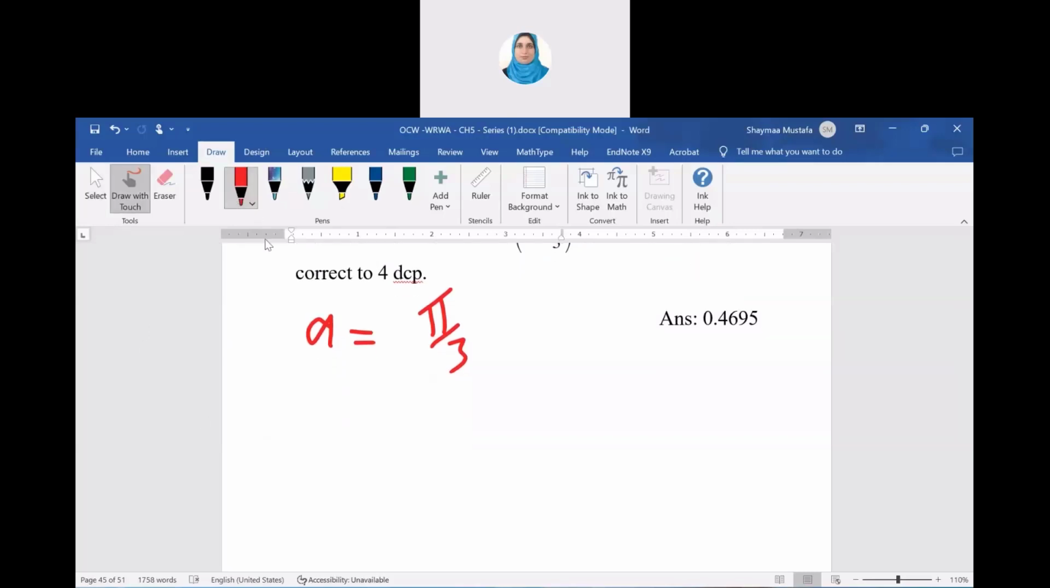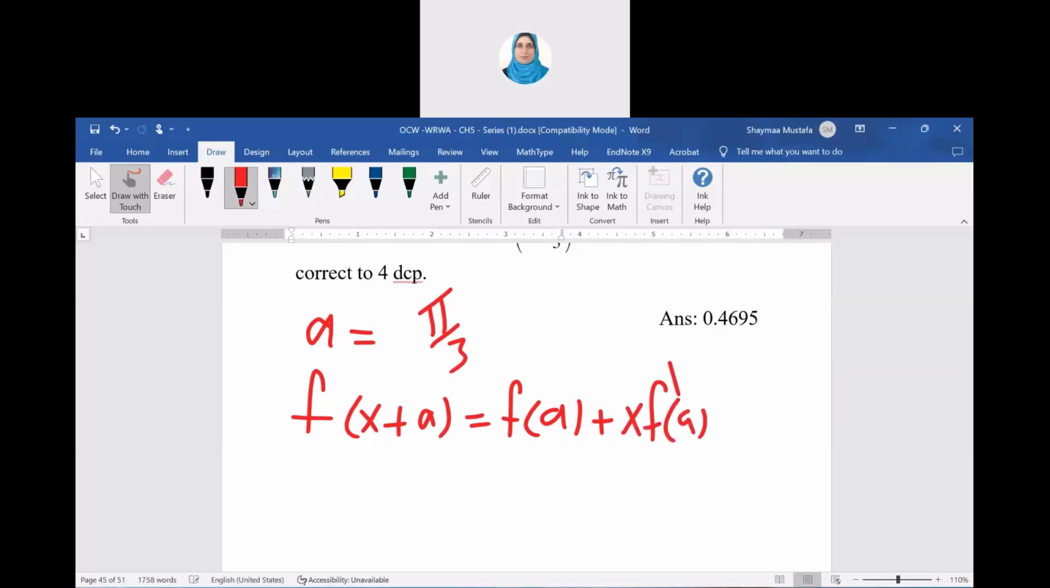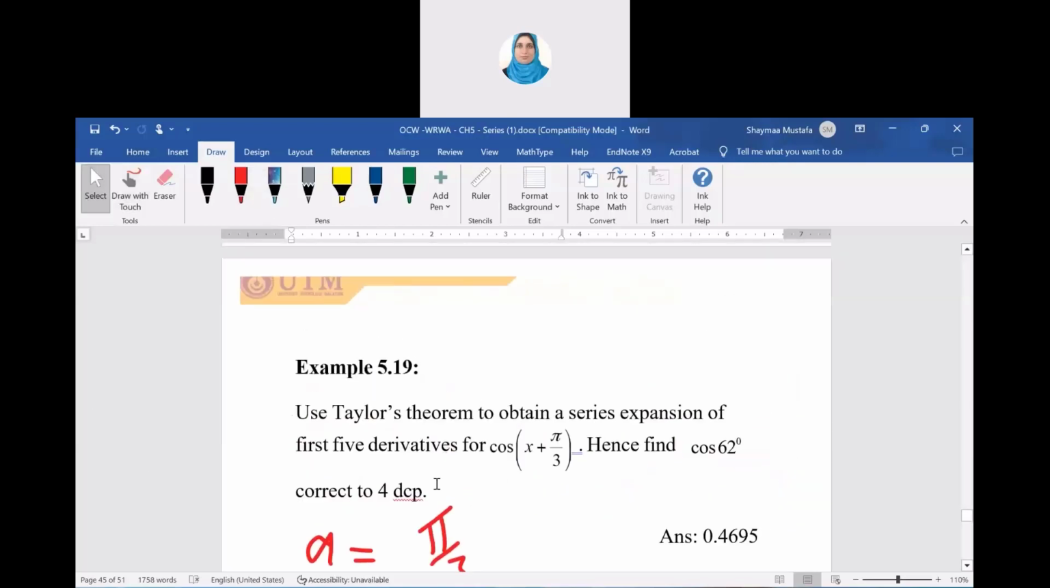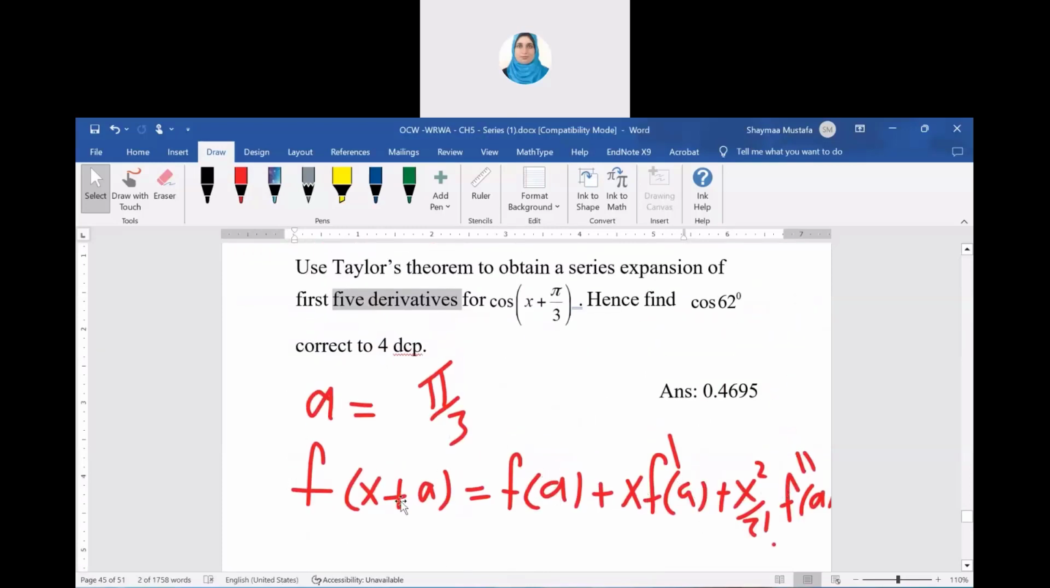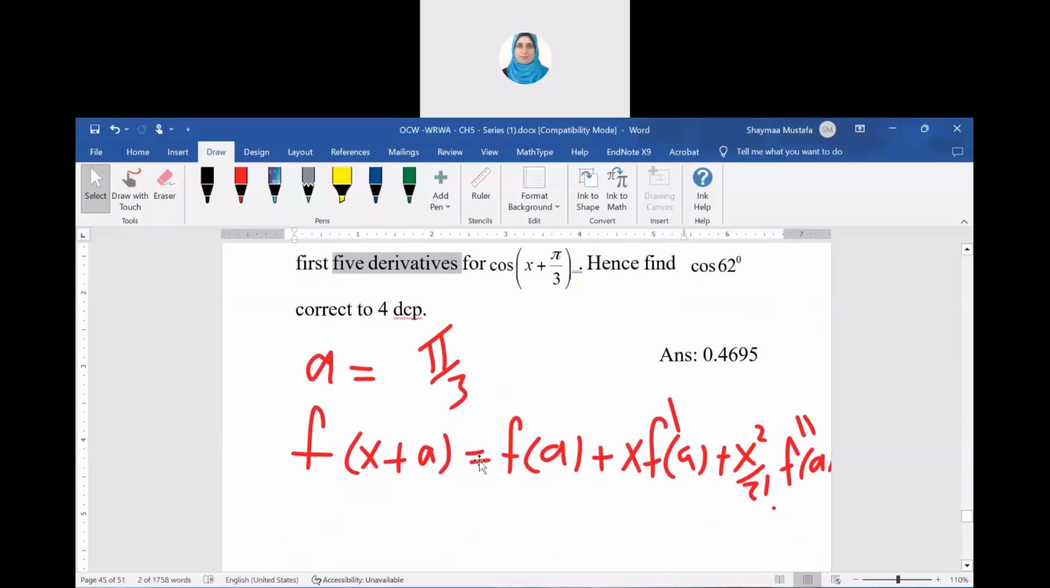f of x plus a is equal to f of a plus x f prime of a plus x squared over 2 factorial, second derivative of a, and so on. But here we need up to 5 terms because the question asks you to find the first 5 derivatives. So you need to calculate the derivatives until you reach the 5th derivative.